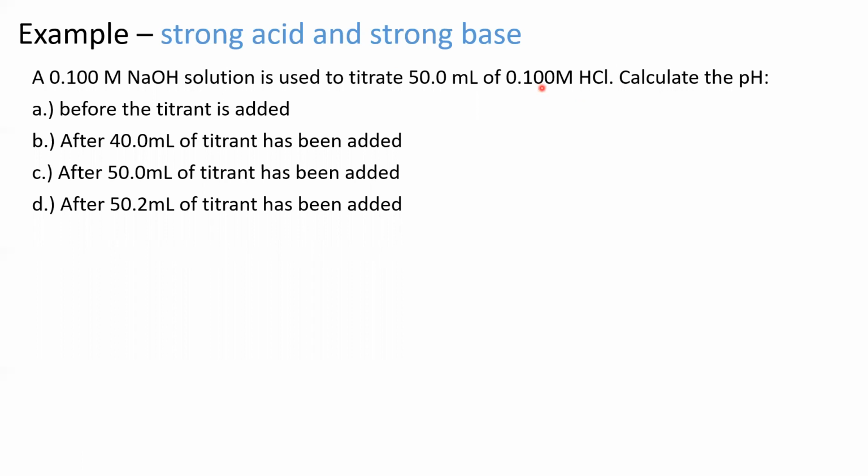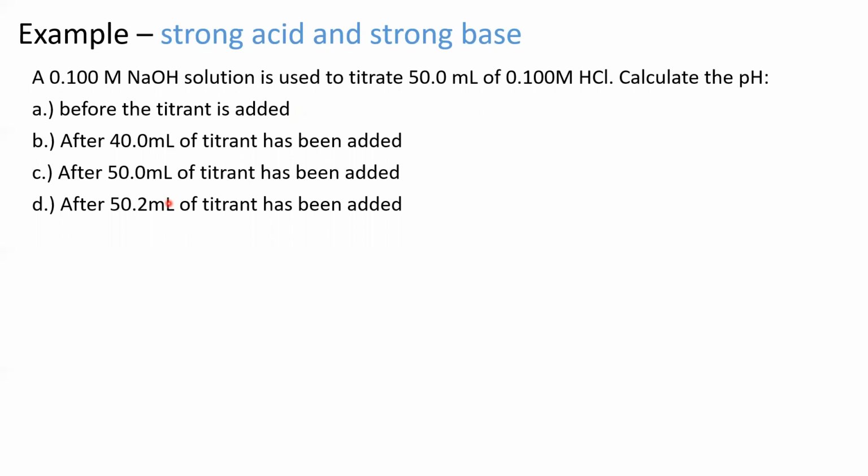And what we want to do is calculate what the pH will be before we add any sodium hydroxide. And then after we add 40 milliliters of our sodium hydroxide, and then after we add 50 milliliters of our sodium hydroxide, and then after we add 50.2 milliliters of sodium hydroxide. So we're going to look at the titration at 4 places during that titration.